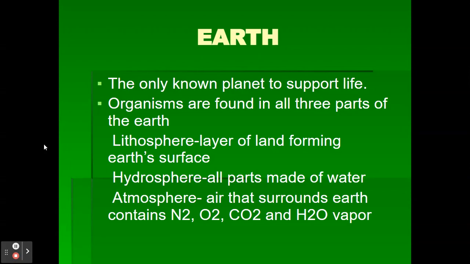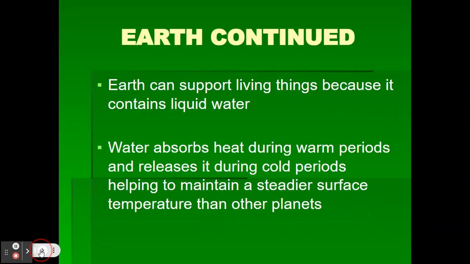So let's look a little bit more at Earth. One of the reasons why Earth can support life is because we have liquid water. We have streams, ponds, creeks, and oceans. All this liquid water has a very unique trait. When the sun beats down on it, it absorbs the heat over a longer period of time. When the temperature around the water drops at night, the water slowly releases that heat, which means that the surface temperature of Earth stays near an average. It does not fluctuate wildly.